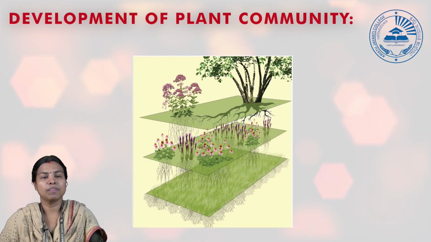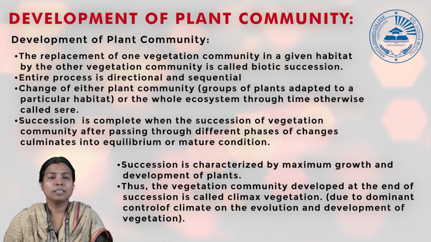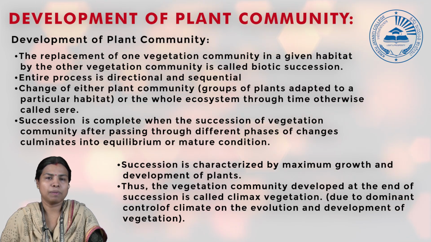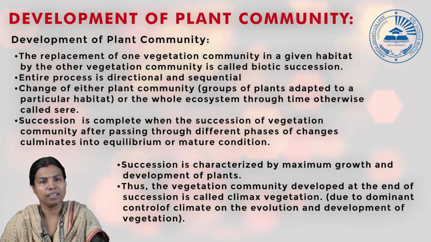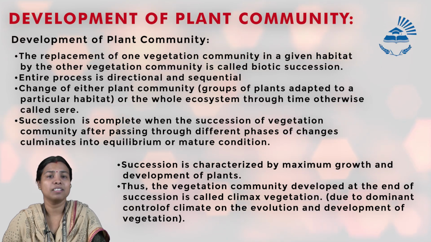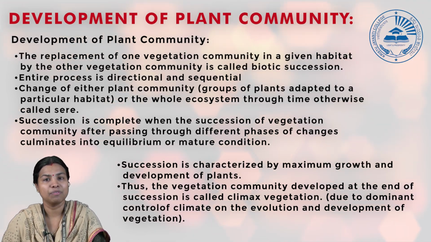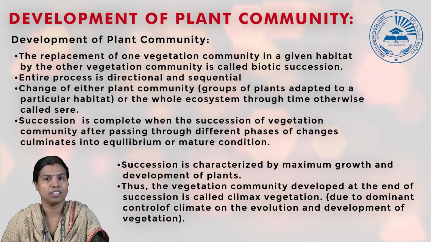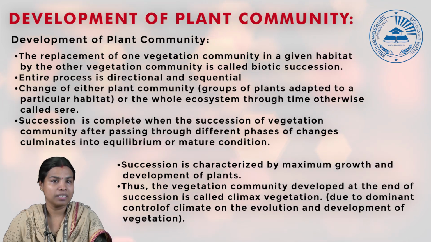So this video tells you about what a plant community is and how a plant community develops in a bare area, or how succession takes place. Moving on to the development of plant community. Plant community development may take place directly in a bare area, or else through the replacement of one destroyed vegetation community in a given habitat by another vegetation. We call that biotic succession.